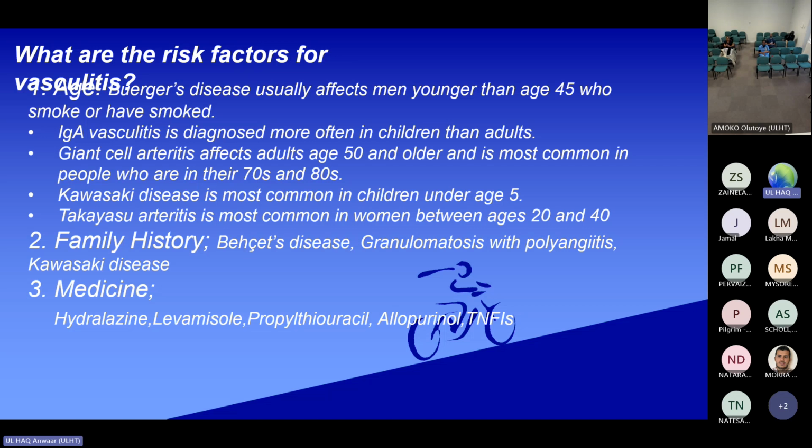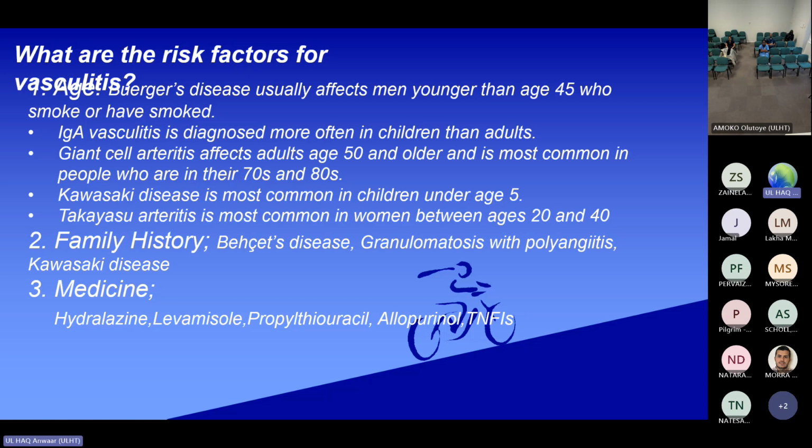Kawasaki disease is a medium-sized vasculitis, as we know earlier, and it's more common in children. Takayasu arteritis is also common in younger people. It's also a vasculitis, a large vessel vasculitis. So GCA is a large vessel vasculitis that is common after the age of 50, and Takayasu arteritis is a large vessel vasculitis that is common in younger people.